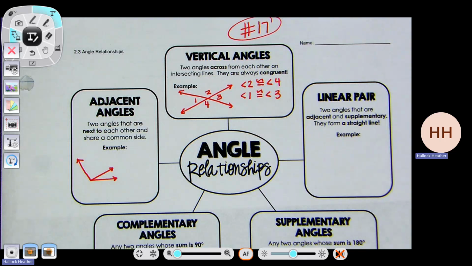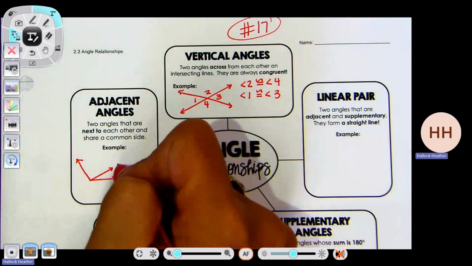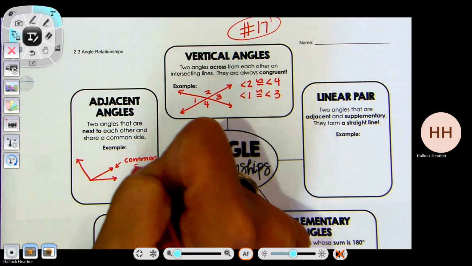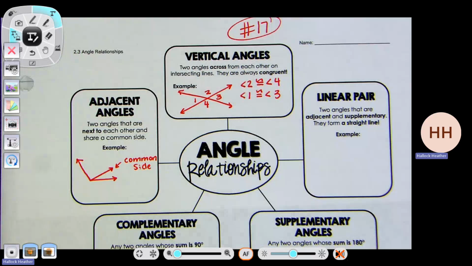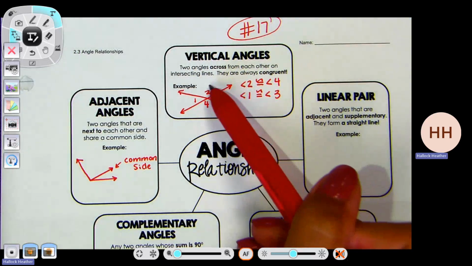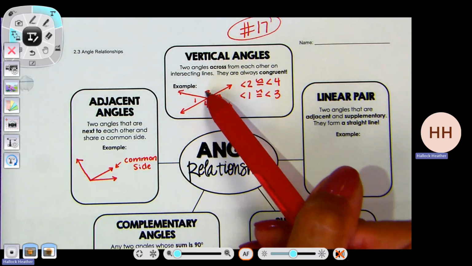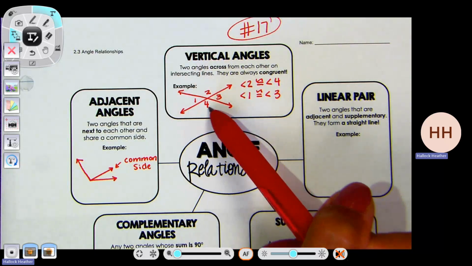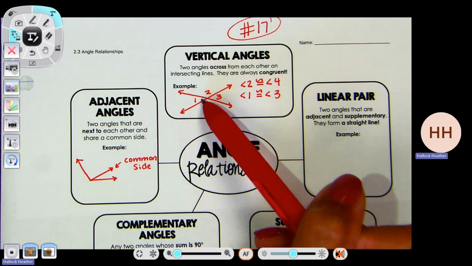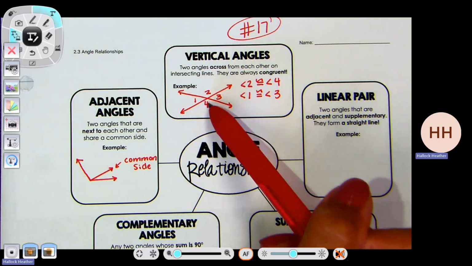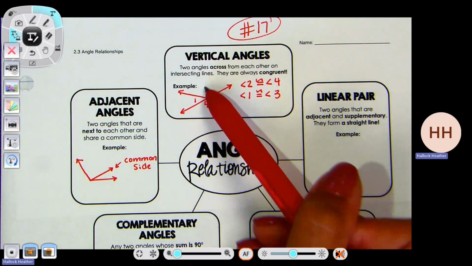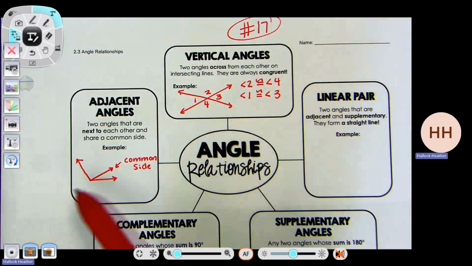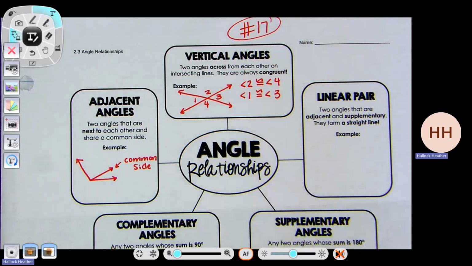These are next to each other. They are sharing a common side. So this right here is your common side. If they ever look like that, that means they're adjacent angles. So back to the vertical angle picture, 1 and 2 technically are adjacent because they're next to each other. They share this. 1 and 4 are adjacent because they share this, okay? And you can go all the way around, but 2 and 4 are not adjacent because they're across the intersection. 1 and 3 are not adjacent because they're across. So adjacent is next to it, it shares a side.